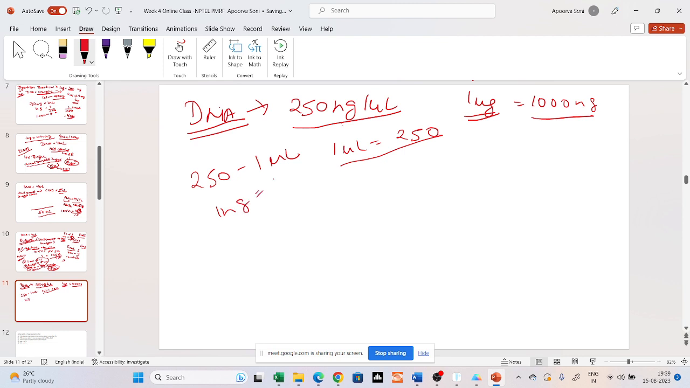So 250 nanograms in 1 microliter. So 1 nanogram in how many microliter? 1 upon 250. So 1000 nanograms in how many microliter? 4. That means when we take 4 microliter from this concentration of DNA, it will give me 1 microgram. Is it clear now? Yes, ma'am. Okay. So we have DNA, which is equal to 4 microliter.